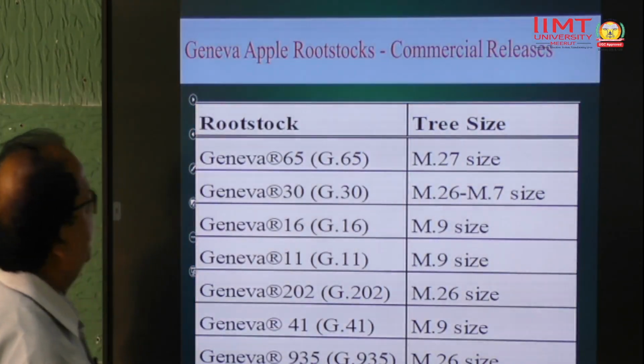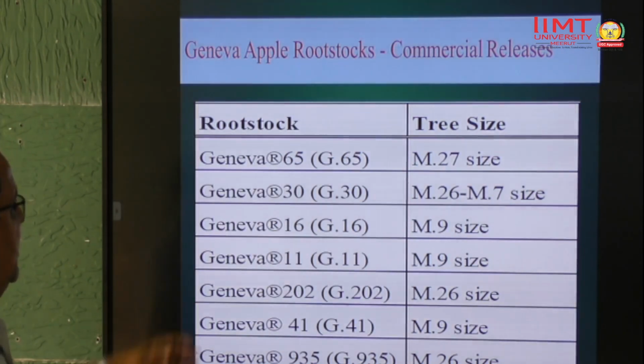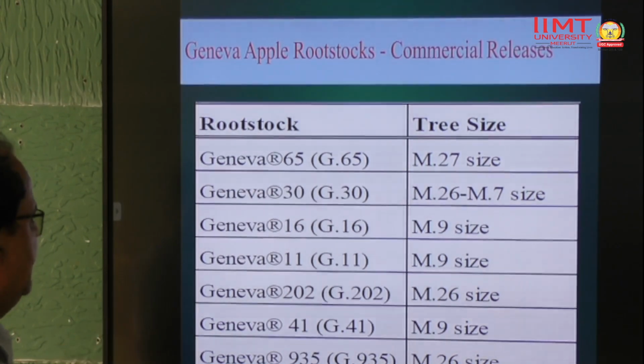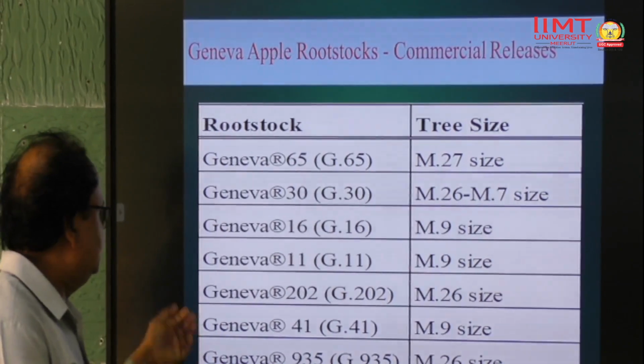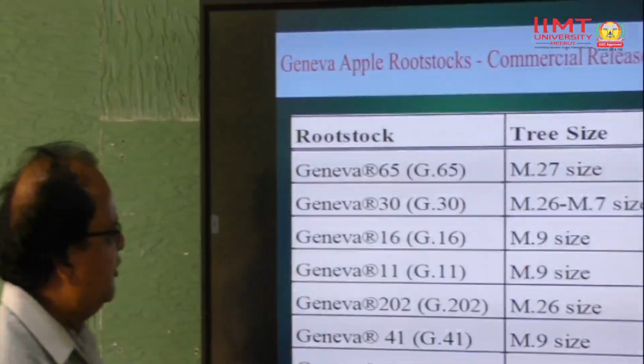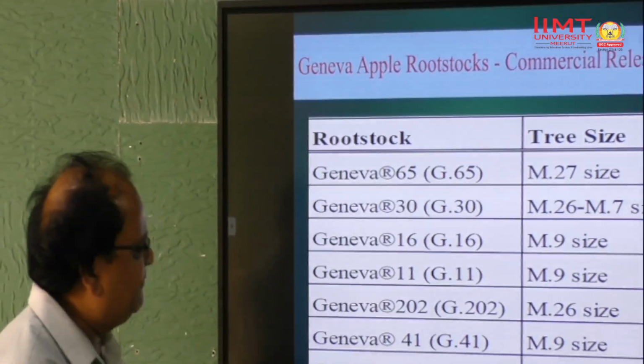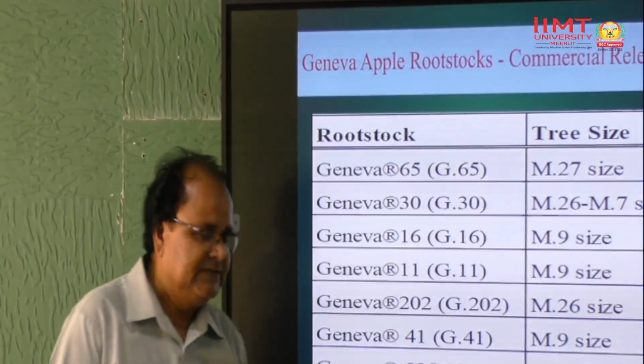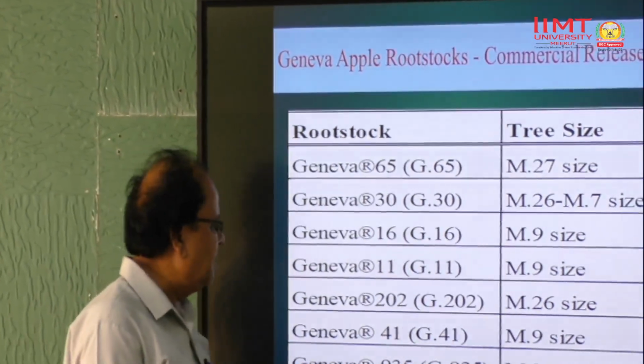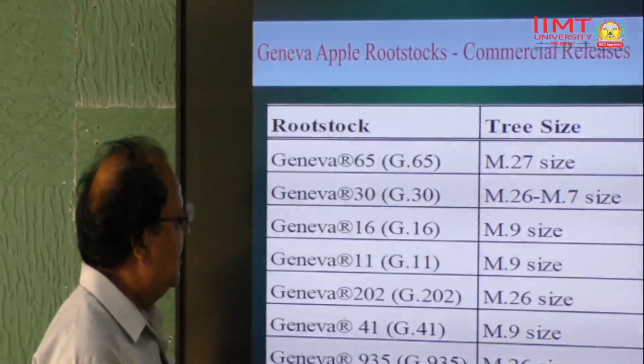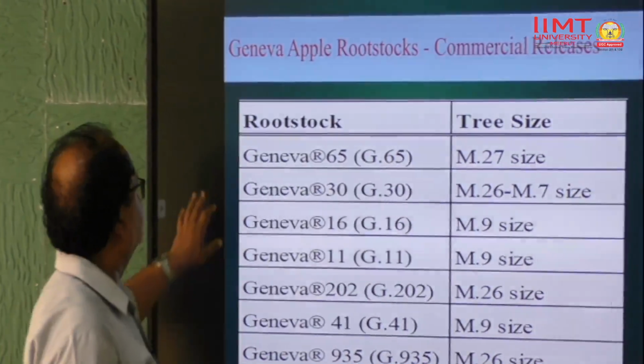The Geneva apple rootstocks also decrease tree size. Geneva 65 gives M27 size. Geneva 30 gives M26 or M7 size, Geneva 16 gives M9 size, Geneva 11 gives M9 size, Geneva 202 gives M26 size, Geneva 41 gives M9 size, and Geneva 935 gives M26 size trees.